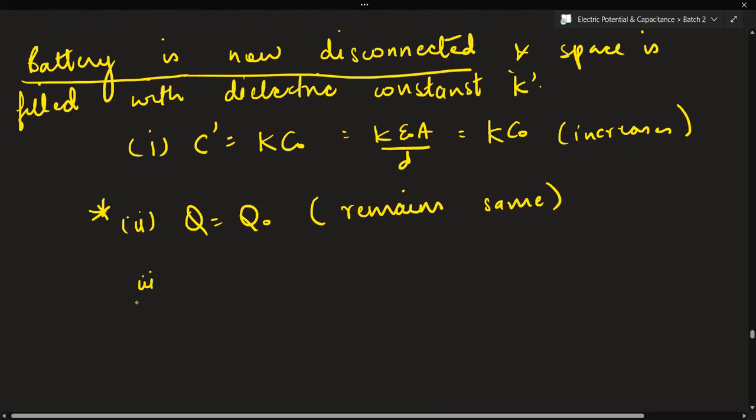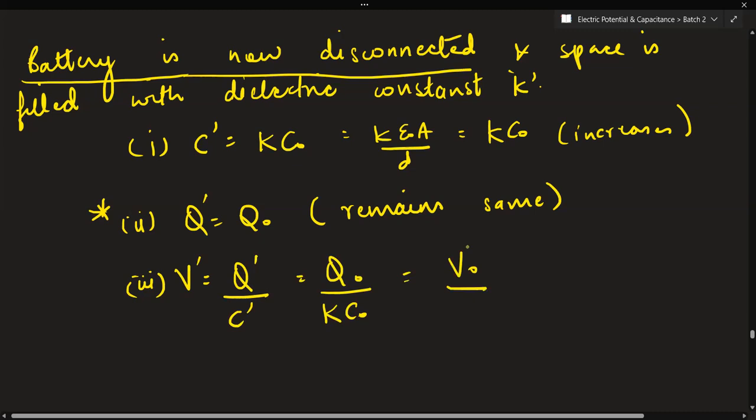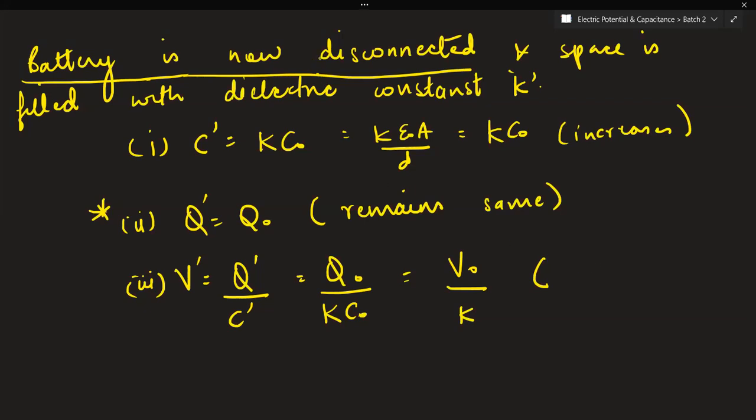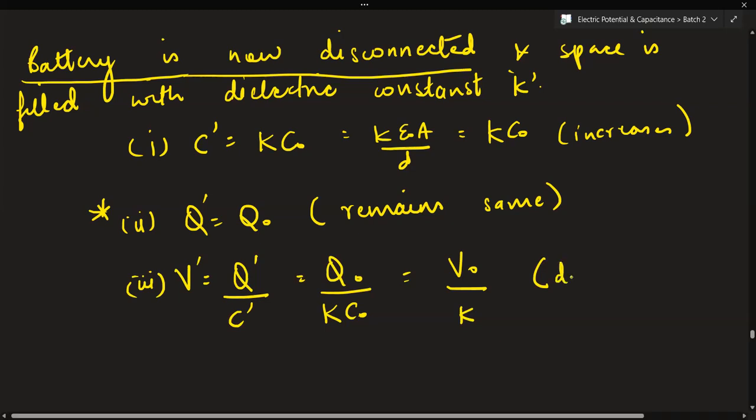What about potential difference? See, let's say this is Q prime. So V prime will be Q prime divided by C prime. So Q is remaining the same. C is K times C naught. See, Q naught by C naught is our original V naught. Now your potential is getting divided by something. Here the capacitance got multiplied, so increased. Here your potential is getting divided. So it will increase or decrease? Decrease. Yes, it will decrease.